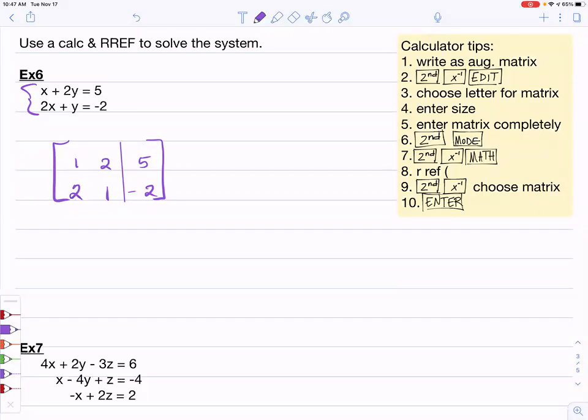RREF of. So this is where you're going to use the name column. So second matrix. Now you're using the name column. You all saved it as matrix A, so just choose enter on matrix A. Your home screen says RREF matrix A. Push enter. Now your calculator is going to spit out a new matrix.